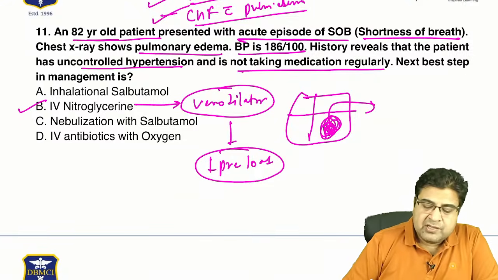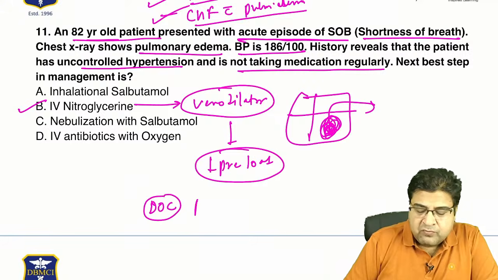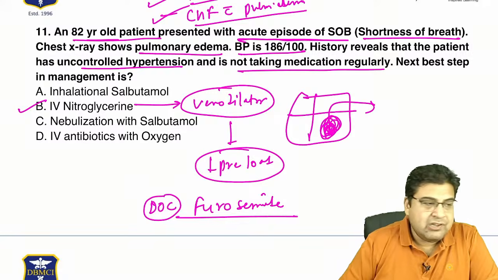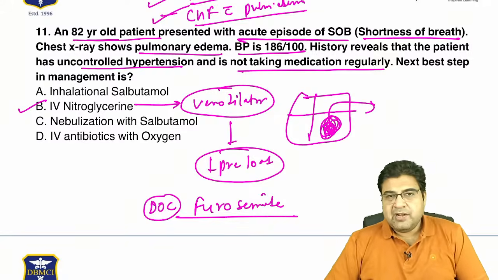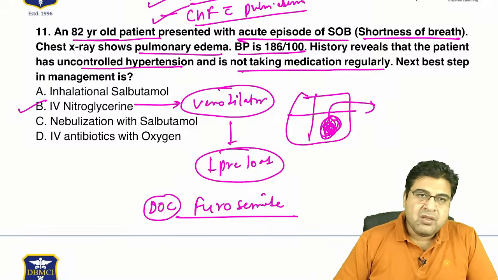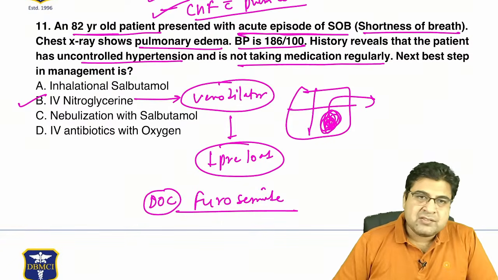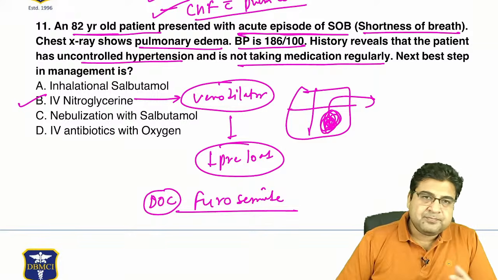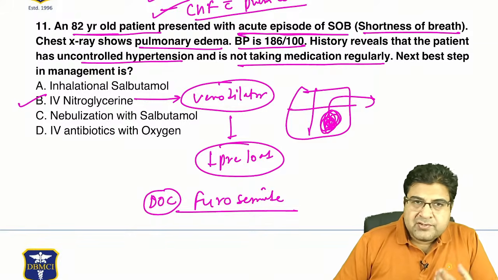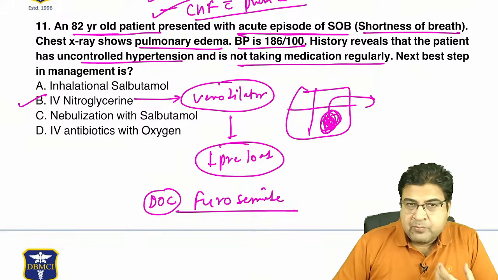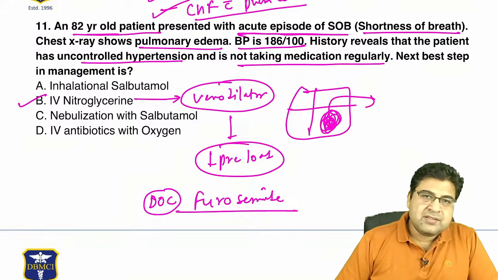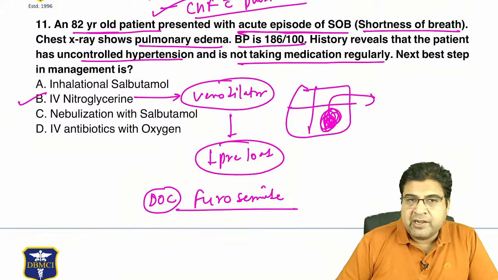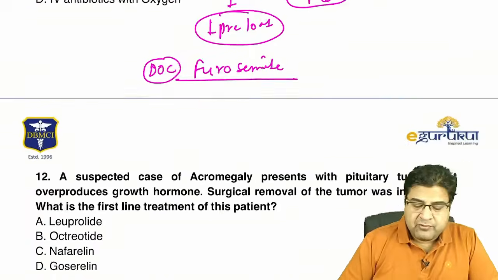So IV nitroglycerin is given, but if they ask you which medicine is the best medicine for this condition, the best medicine for this condition is furosemide. Furosemide is the best medicine for this condition, but here the best answer you have to mark is nitroglycerin. You have to understand it's not bronchial spasm, it's just a kind of pulmonary edema causing the breathlessness. So here the best answer is IV nitroglycerin. Furosemide is overall the drug of choice.